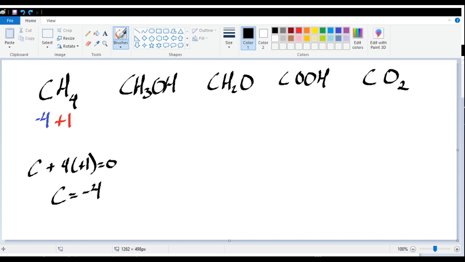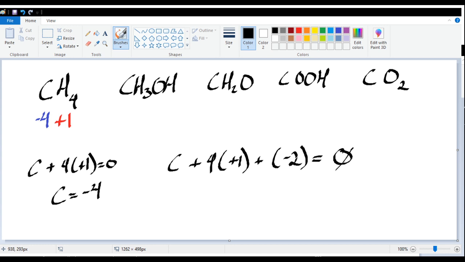So for methanol, we have carbon plus our 4 hydrogens, each of which is still +1, plus our 1 oxygen at -2. Adds up to 0 overall. So carbon plus 4 minus 2 equals 0. Carbon for methanol has an oxidation number of -2.